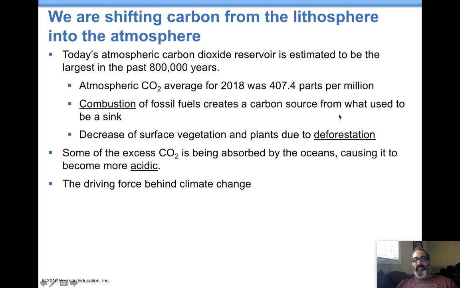Okay? Deforestation. Less photosynthesis means more CO2 in the air, basically. All right? And I already mentioned to you, CO2 that is being absorbed and not turning into bicarbonate ions is making our oceans more acidic and decreasing pH. And this carbon cycle is the driving force behind climate change.